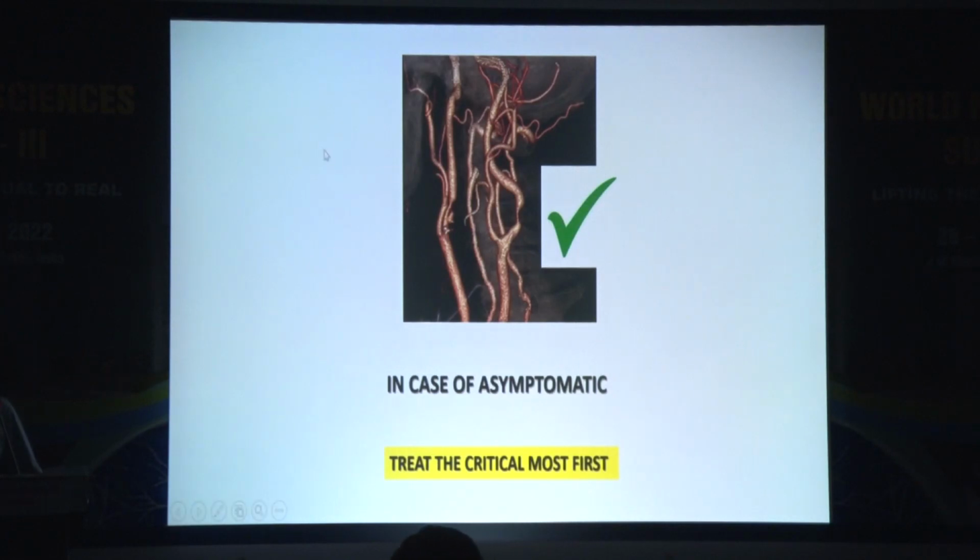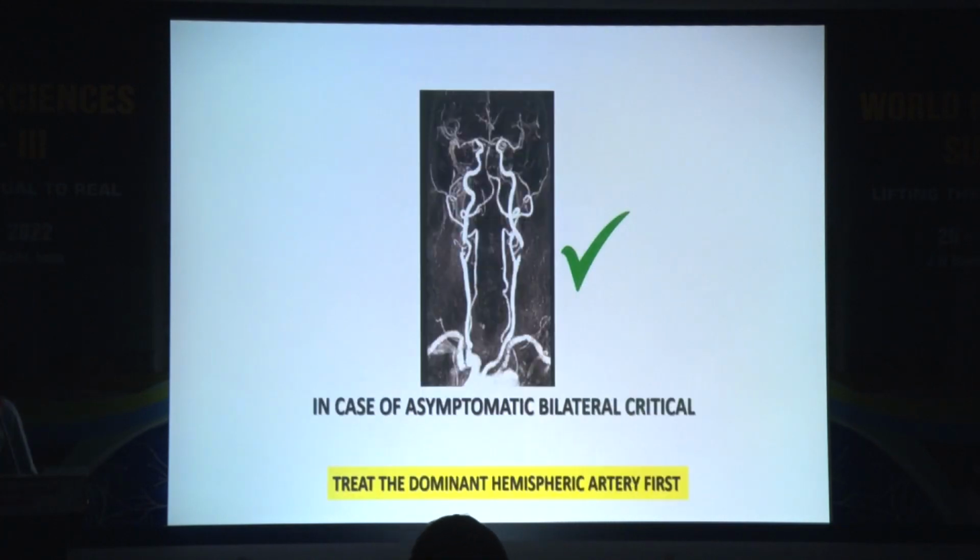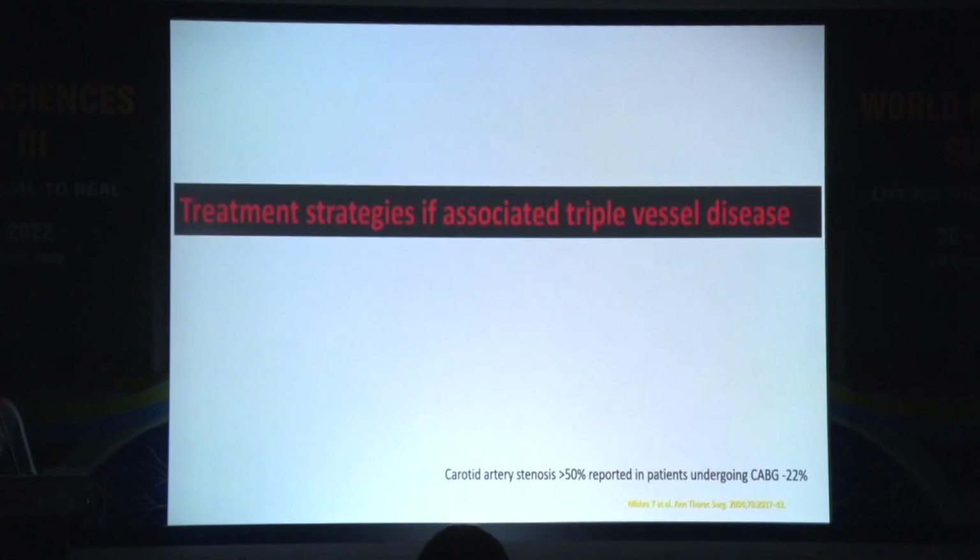So in this case, this is a 90% stenosis, this is a 60-70% stenosis, although there is ulceration, but we will always prefer to place a stent in the left side first rather than the right side. And in case of asymptomatic bilateral critical stenosis, we have to treat the dominant hemisphere artery first, because a dominant territory infarct can be catastrophic.